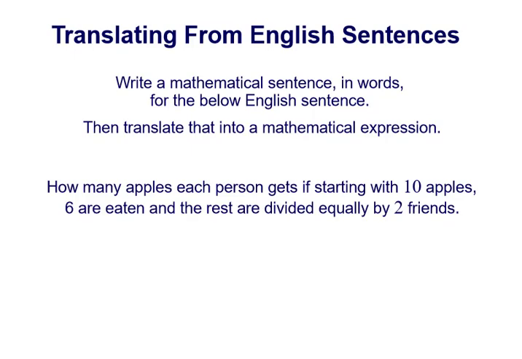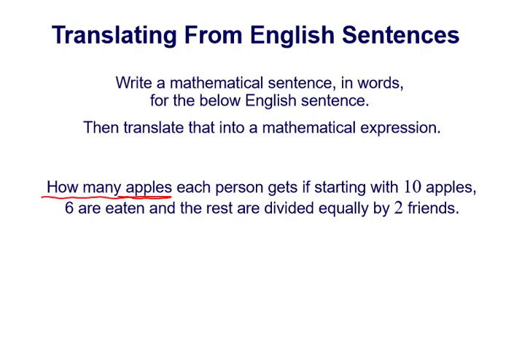Now let's look at the example: how many apples each person gets if starting with 10 apples, 6 are eaten, and then the rest are divided equally by 2 friends. So more than one thing is happening here in this sentence. First, you want to think how many apples each person gets. So that's an unknown amount of apples. How many apples? So we have to represent that unknown.